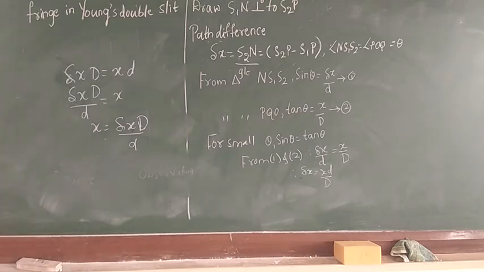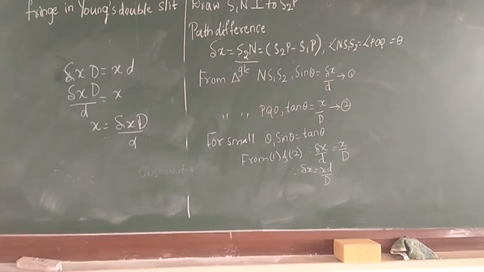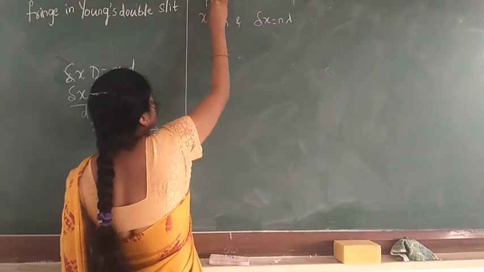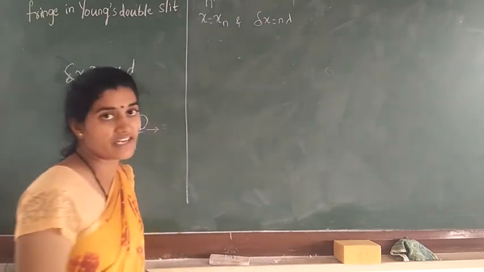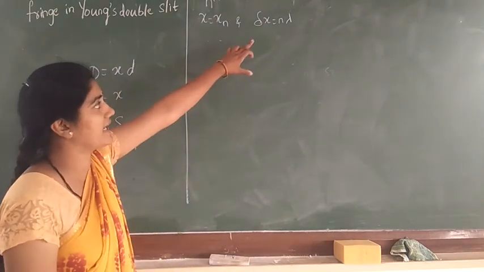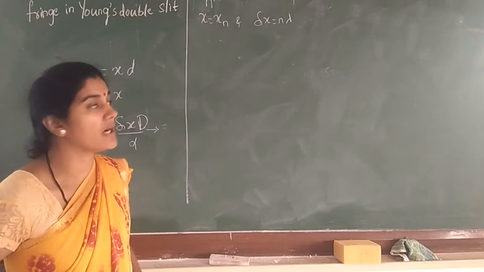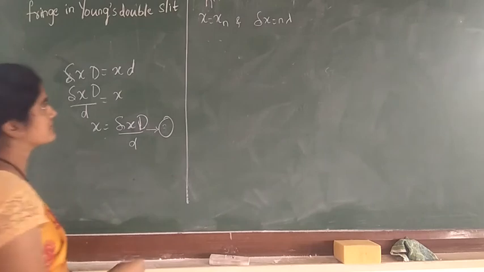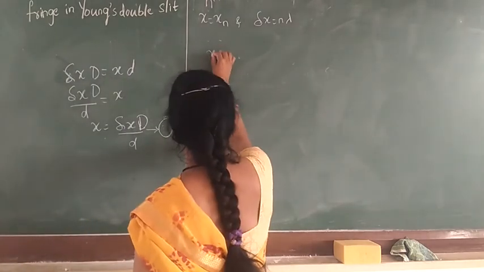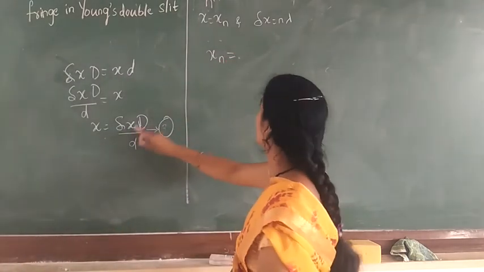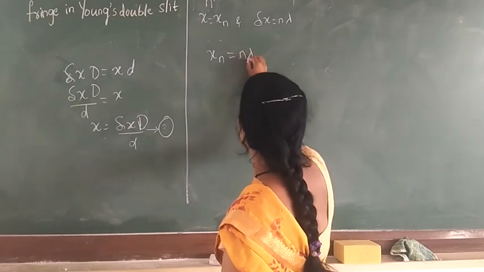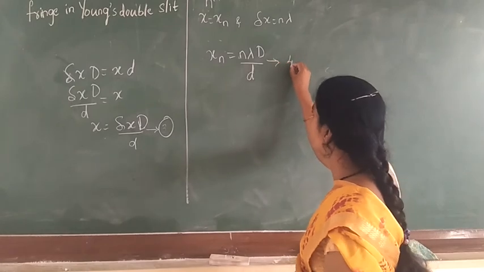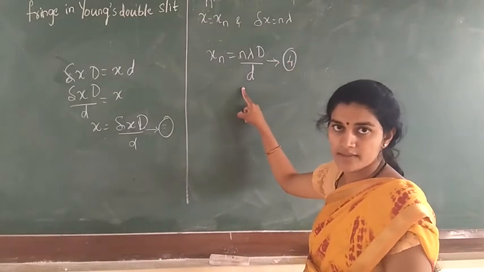In the same way, now for the nth bright fringe, we take x equal to xn and delta x equal to n lambda. Put the values in equation 3. Therefore, xn is equal to n lambda into D by small d. Consider this as equation 4. This is for the nth bright fringe.